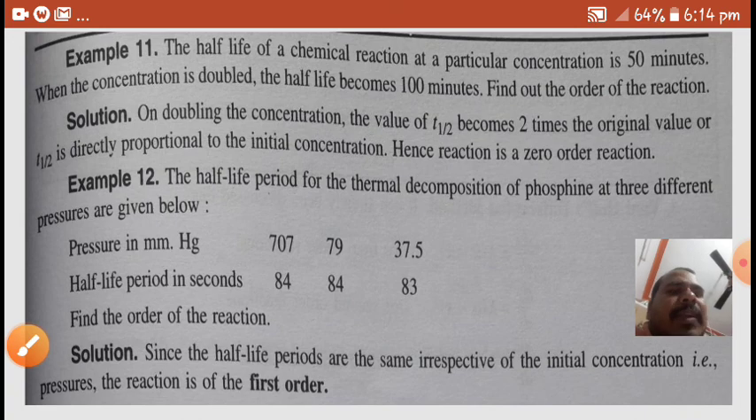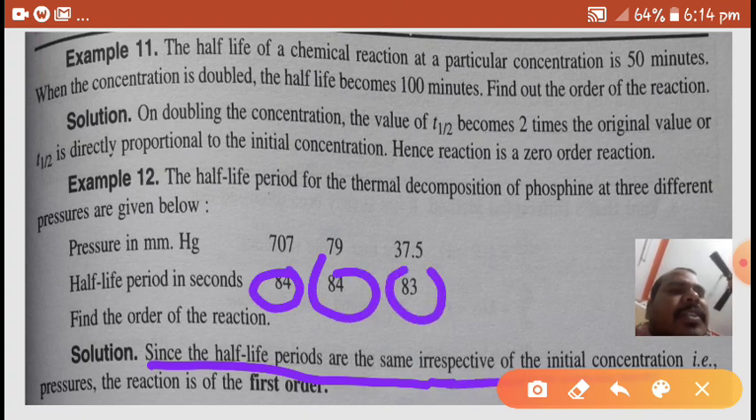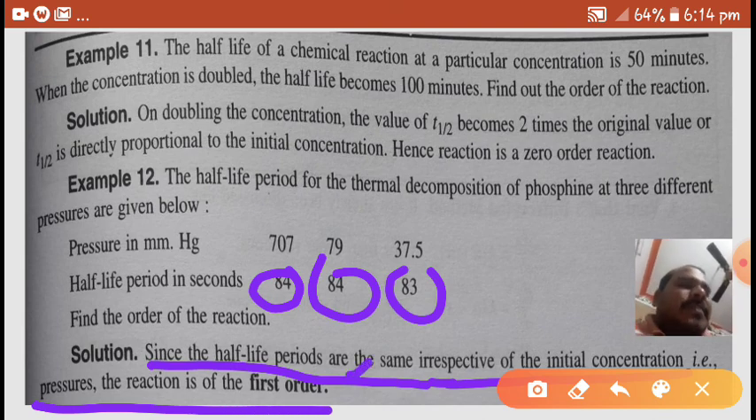So from this we can say that since the half life periods are the same irrespective of the initial concentration, the reaction is of first order. So with the help of half life we are determining the order of a reaction.